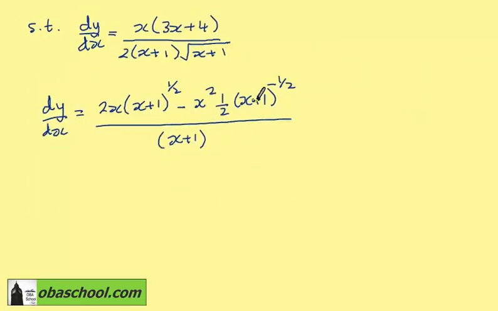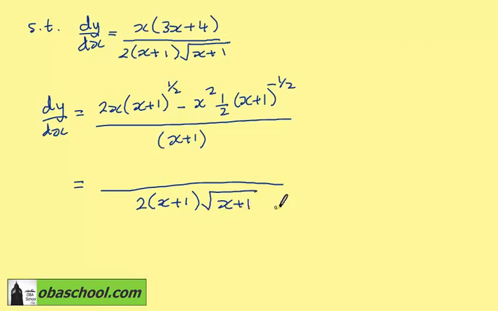What we need to do then is show that this simplifies to the target expression. I usually find that a good move is to make the denominators the same. We have an x plus 1 here, we want a 2 and a root x plus 1. So we multiply the bottom by 2 and root x plus 1. That means we have to multiply the top by the same thing.